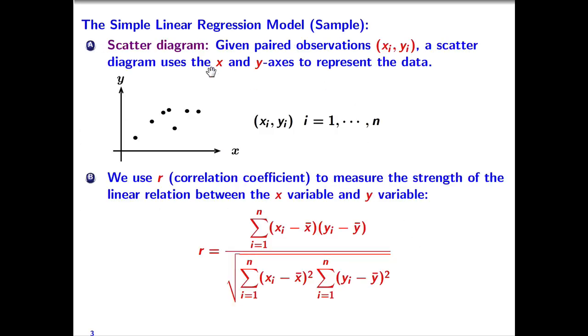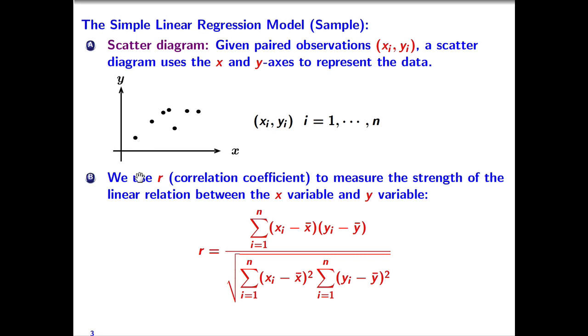Now, for the sample model, this is the simple linear regression model for the sample. We start with the scatter diagram, or we call that scatter plot. Given paired observations (xi, yi), a scatter diagram uses the x and y axis to represent the data. In this case, i equal to 1 all the way to little n. And this is what a scatter diagram will look like.